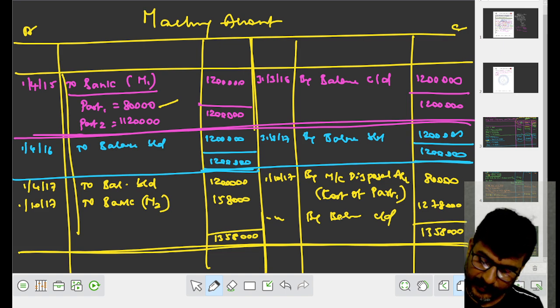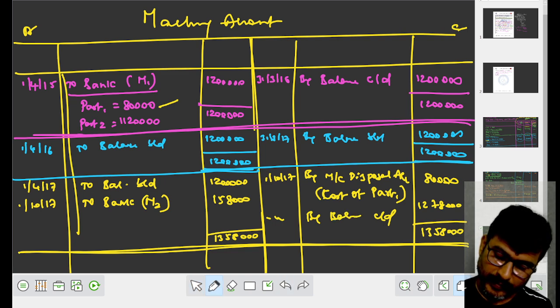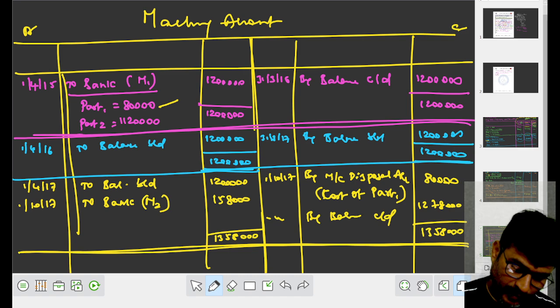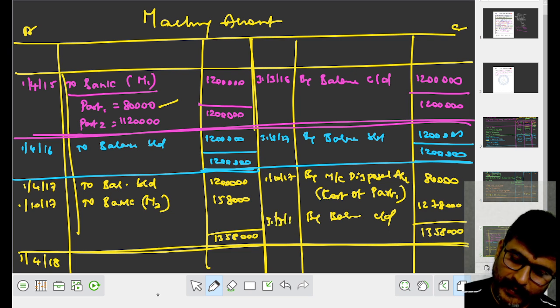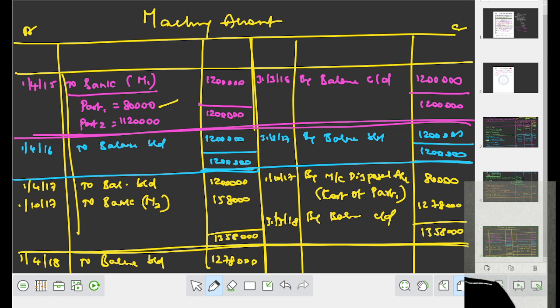Then you go for brought down. On what date do we have to write the brought down? On 1st April 18. To balance brought down 12,78,000. Did you understand how to write it?